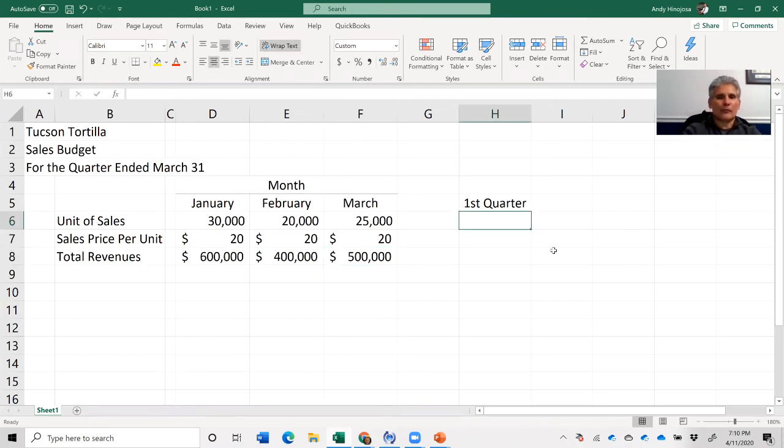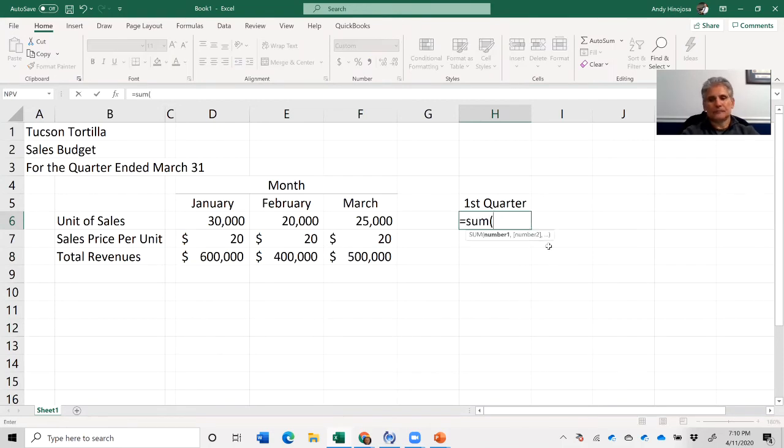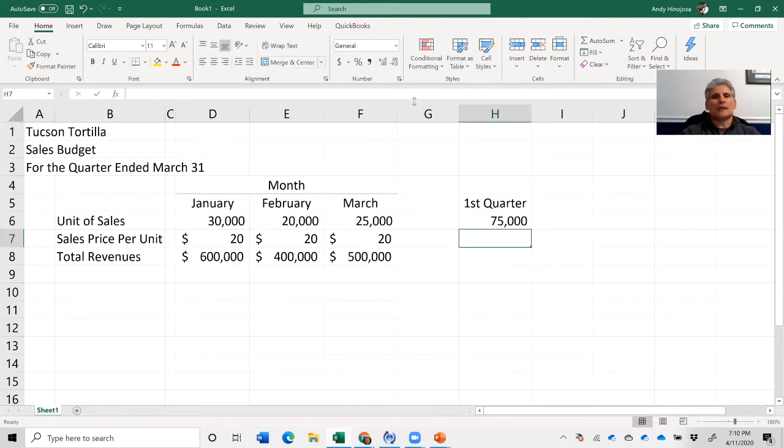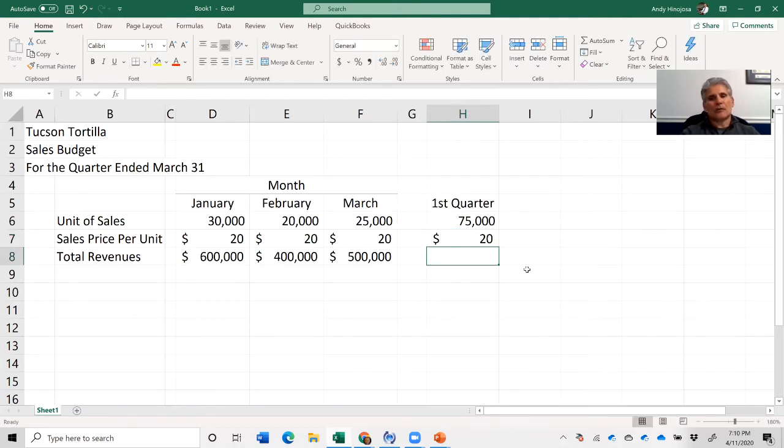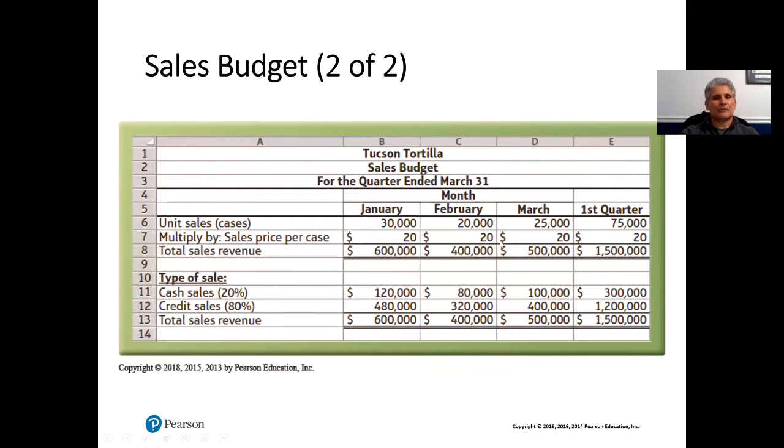Now for the quarter, we're going to go ahead and sum the total amount that we're expected to get for the quarter, and that would equal 75,000. And we'll go ahead and use $20 again. And so then for the entire quarter, we're expecting our sales revenue to be $1,500,000.